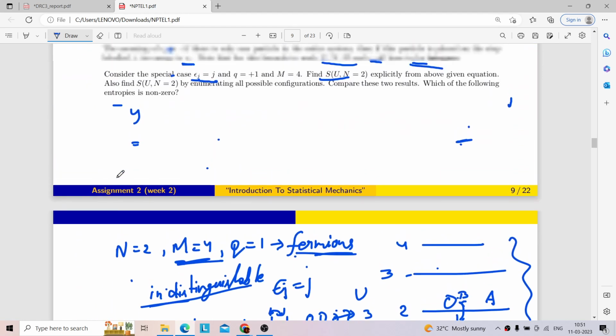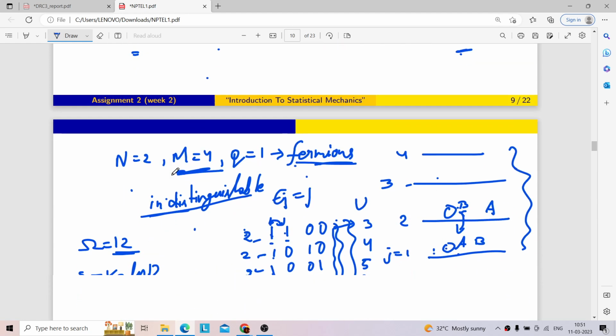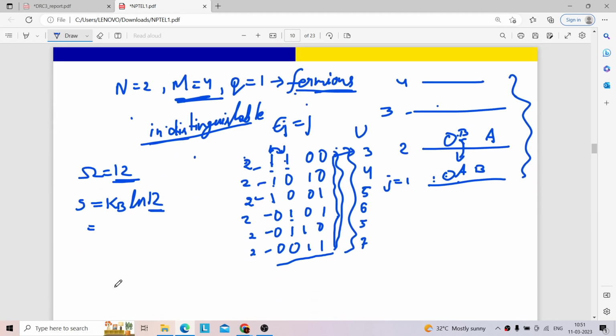Did I miss something? Q equal to 1 means fermion, right? Can anyone correct me? Q equal to 1 is fermion or boson? Q is 1 is fermion. Okay, so we have done it right. So entropy, how much did we get? Yes, we can take Kb equal to 1, so entropy is ln of 12.